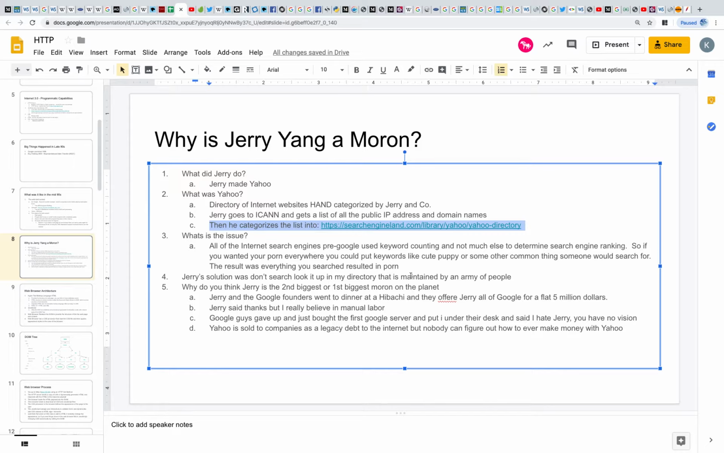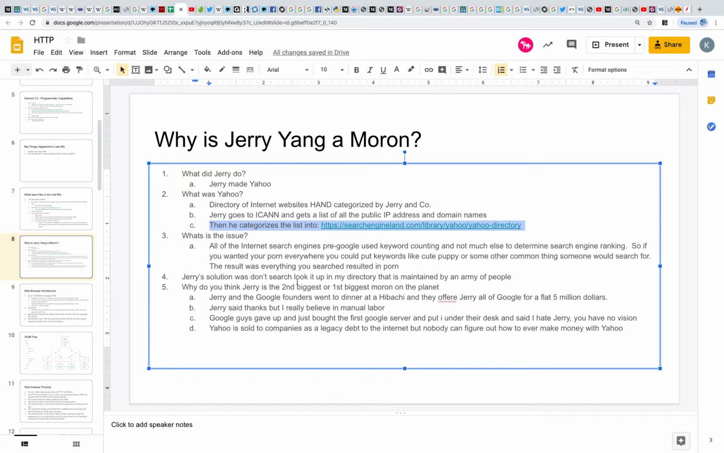Why is he an idiot? Well, when Jerry and Yahoo were doing really well, the Google guys, Sergey Brin and Larry Page, lived near him, and they got a meeting with him in 1997, 1998. They went to him and said, hey Jerry, we've got this search engine technology that's really good. Could you give us $5 million and you can have everything? We just want $5 million. He is a moron. And Jerry said no, and they said, we'll even go to work for you, and that's it.